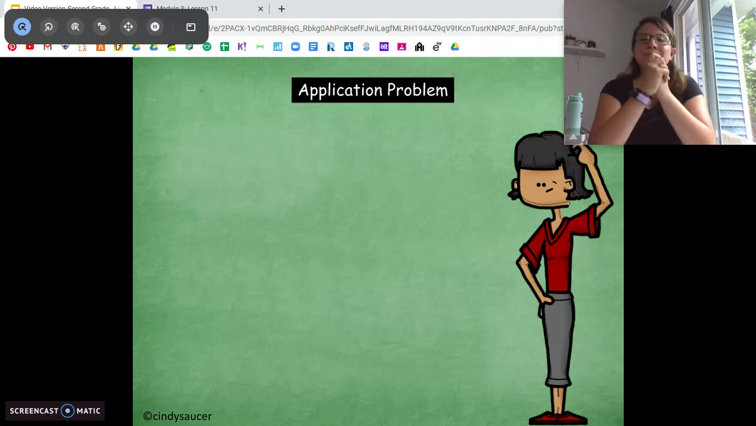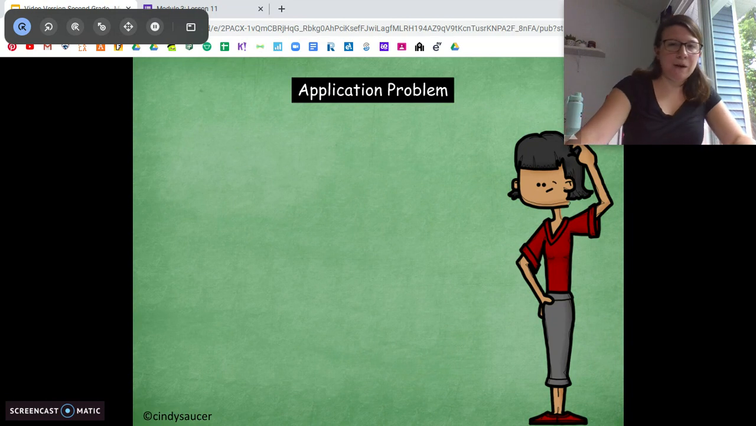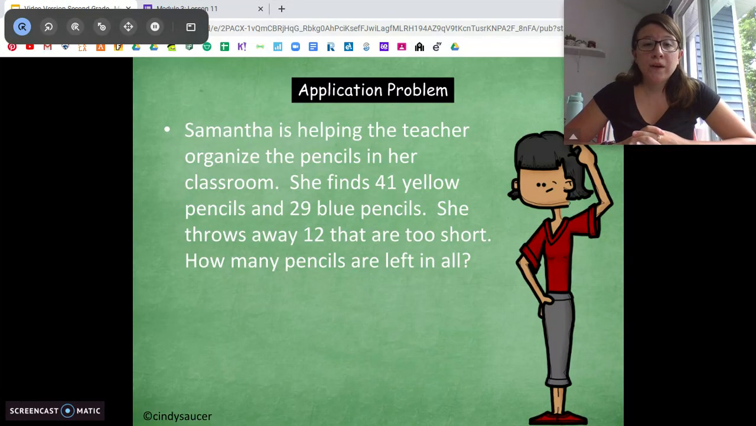Awesome job. All right, get out your paper and your pencil for this one. Ready for your application problem. Samantha is helping the teacher organize pencils in her classroom. She finds 41 yellow pencils and 29 blue pencils. She throws away 12 that are too short. How many pencils in all?